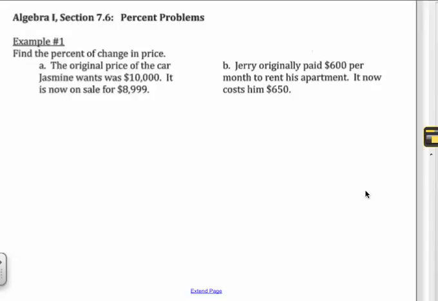Now, if you look at this first one, it says the original price of the car Jasmine wants to buy was $10,000. It is now on sale for $8,999. So, Chris, did it go up or down? Is this an increase or a decrease? Decrease. It's a decrease. Okay? Now, we know it's a decrease, but I can actually ask a question here. What's the question that I want to ask?